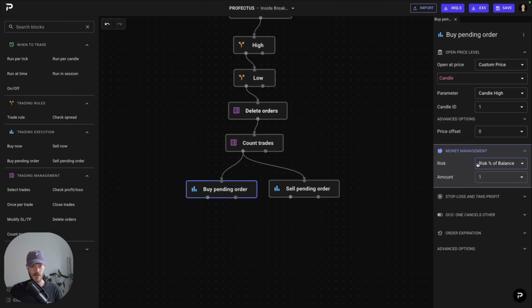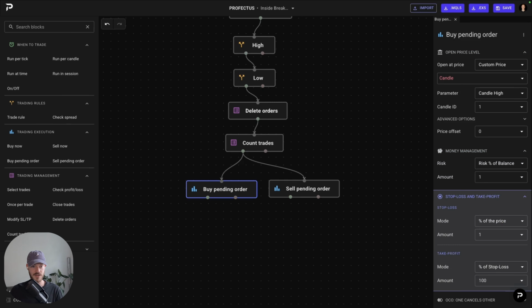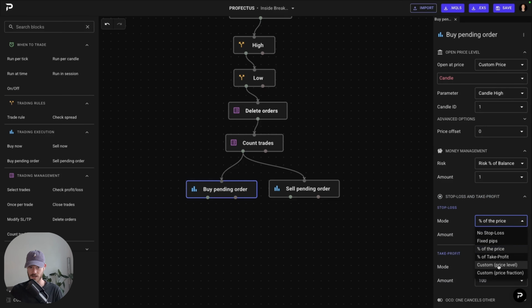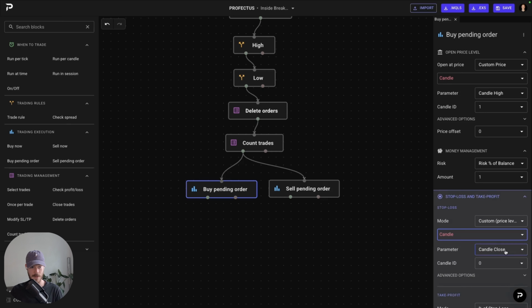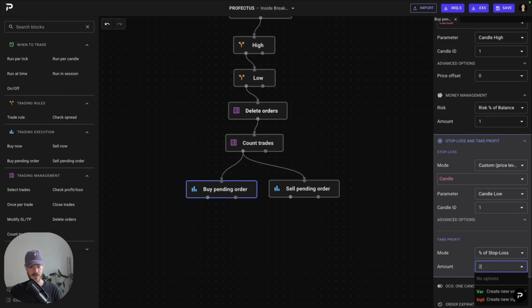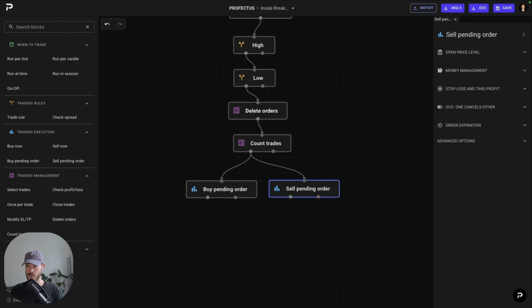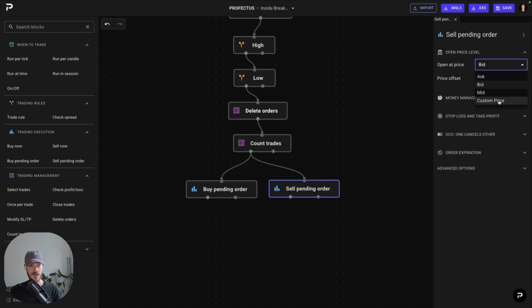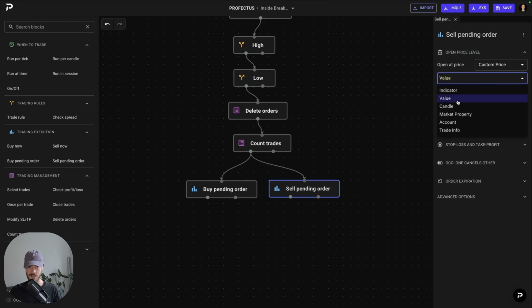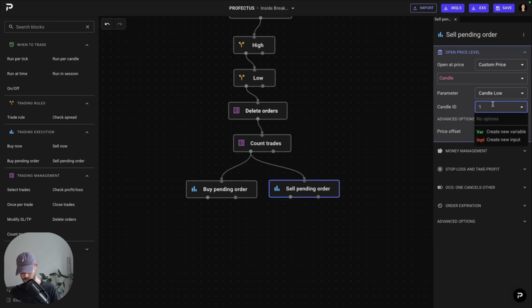Price offset 0, money management. Let's simply put it at 1%. It's a best practice we simply teach here. And stop loss. There you can get really creative, but let's say you simply want to place it on the candle low. So here custom price level based on candle, based on the candle low of the same candle we're talking about, candle ID number 1. All right, and then the profit, you simply say, well, I want to have a 1 to 2 risk to reward. So you add here 200 of your stop loss, whatever the stop loss will be. For the pending sell, just in a reverse logic. So here you simply want to open at a custom price candle low of candle ID number 1.